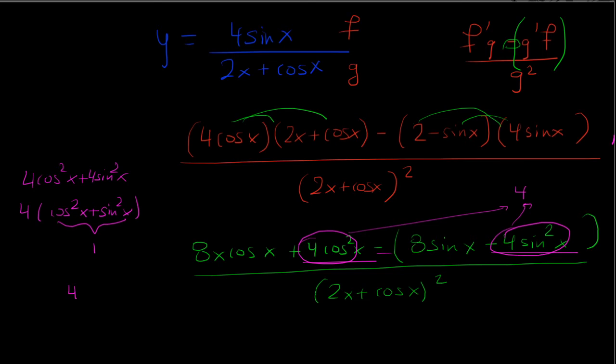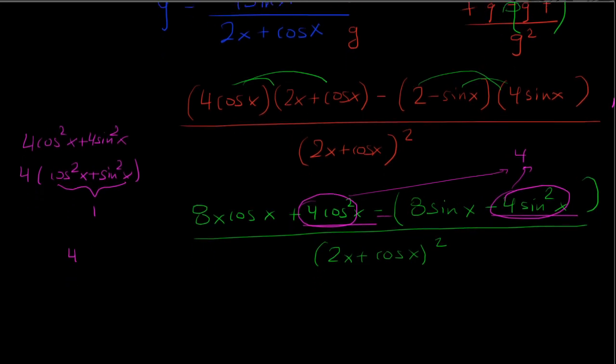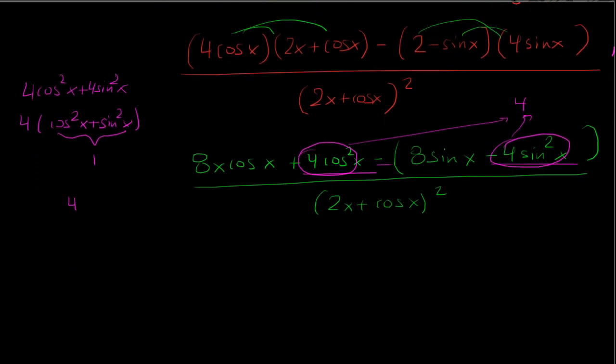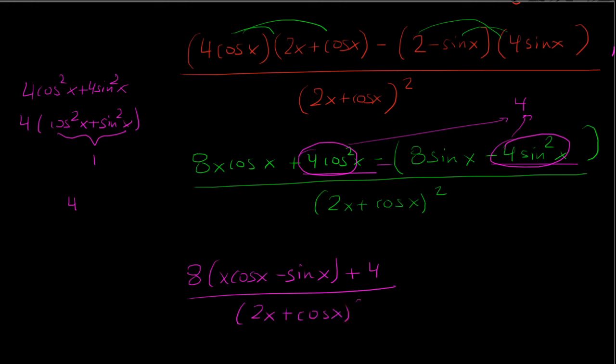And then I could just leave the 8x cosine x by itself with the minus 8 sine x. And if I really wanted to, I could factor out the 8. So I guess we could just leave it as 8 times the quantity x cosine x minus sine x plus 4 all over 2x plus cosine x quantity squared. And that's my derivative.